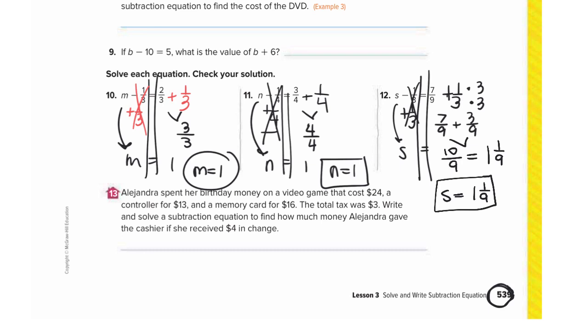Also, you can always check your answer by taking your answer and plugging it in to the original problem where the variable is, and solving this side and making sure that it equals this side. So you can always check your work when solving equations.